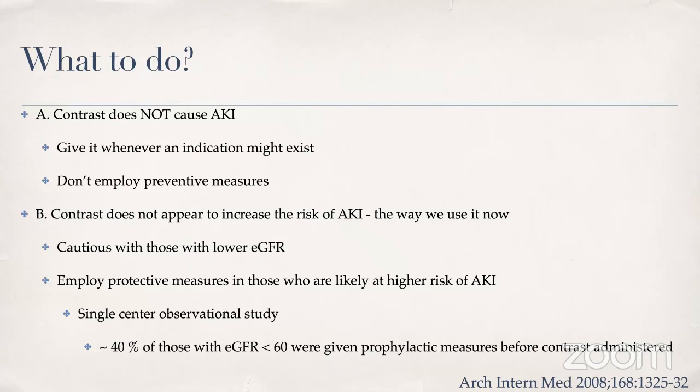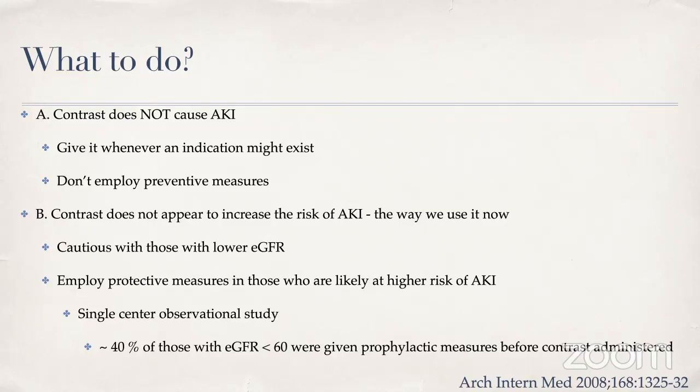So what do you do with all this? I think you have two different possibilities maybe. One is to say, okay, I don't think contrast has caused acute kidney injury. I'm going to give it whenever an indication might exist. I'm not going to consider people who are thought to be at higher risk because I don't think this problem exists, and I'm not going to employ any preventive measures. That's one possibility. I don't necessarily think that's what the data suggests, though.